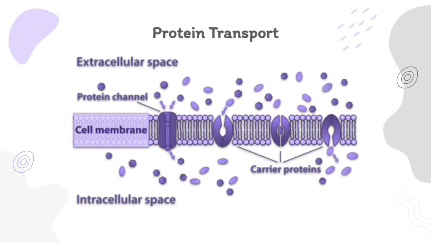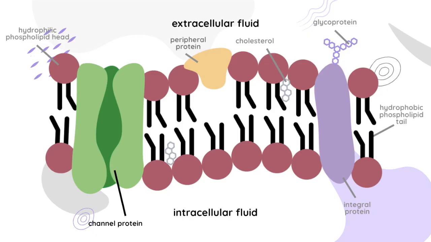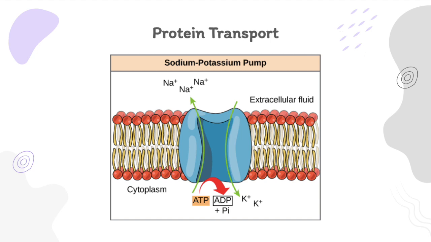An important function of proteins in the cell membrane is transport. Channel proteins in the membrane allow for selective passage of specific molecules from outside the cell. For example, the sodium-potassium pump moves sodium and potassium ions against large concentration gradients, working towards equilibrium.